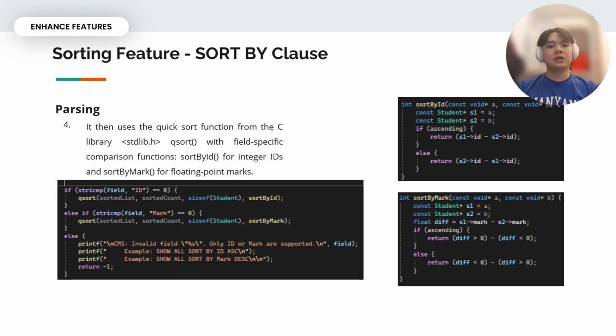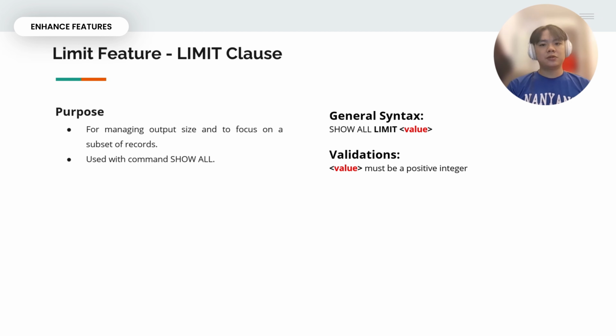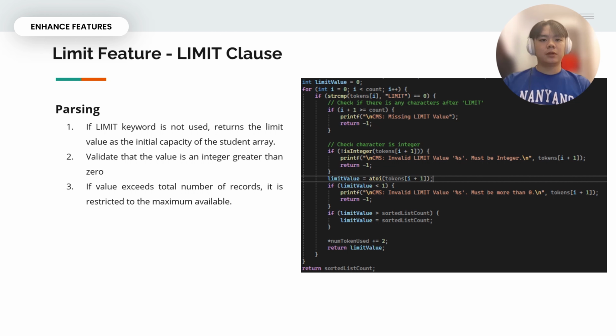Once past validation, it will then use quicksort to sort the records based on the field value. The limit clause allows users to manage output size and focus on a subset of records. The general syntax of using this feature is limit value. When the command is passed into this feature, it will first search for the limit keyword.